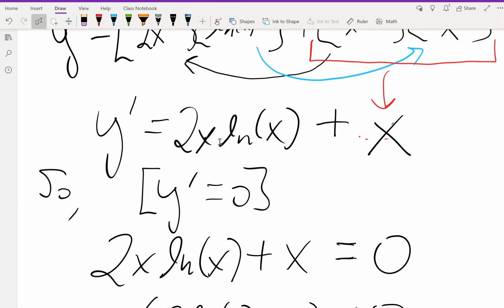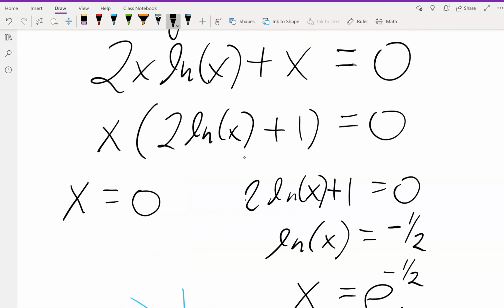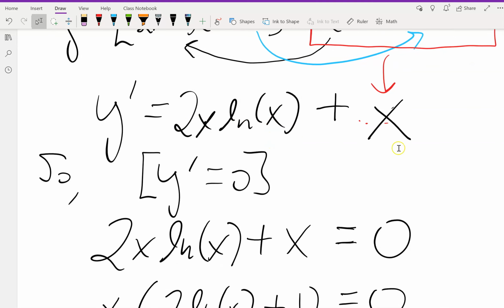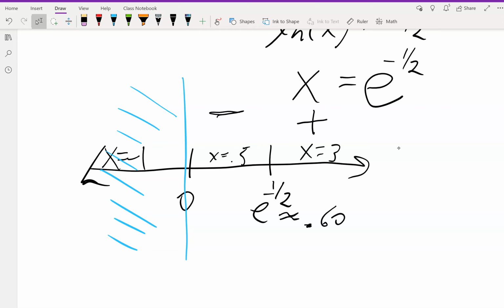2 times 1/2 is 1. 1 times the natural log of 1/2 is negative 0.69, plus 0.5 gives me a negative number. So I have a negative number. When I plug in 3, the good news is natural log of 3 has finally turned positive. So this is positive plus positive, and we are officially at a positive.